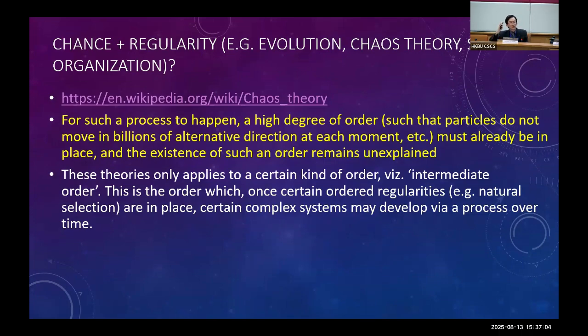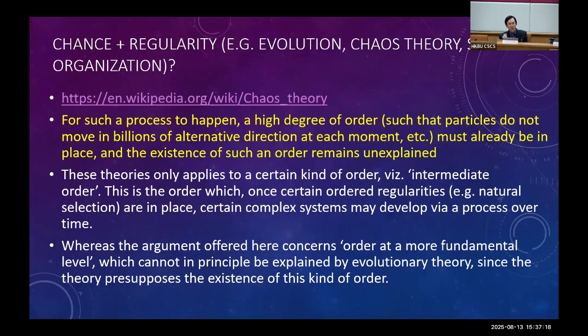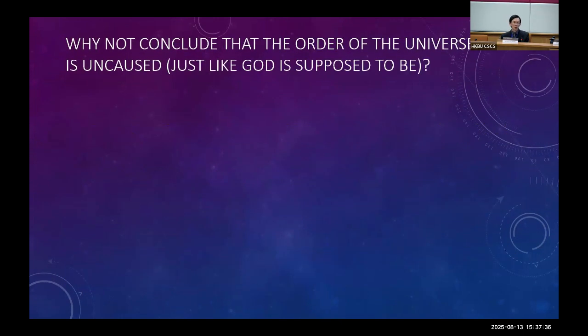Why? Because they only apply to a certain kind of order, intermediate order. That's the order where, when certain more fundamental orders are already there, then a higher degree of order can emerge or evolve, right, through a process over time. Whereas the argument that I'm offering here concerns order at the most fundamental level, at the level of the laws of nature, at the level of the fine-tuning of the initial conditions at the very beginning, right? So this kind of argument cannot be refuted or rebutted by evolution or any kind of chance plus regularity hypothesis. And so again, this does not work.